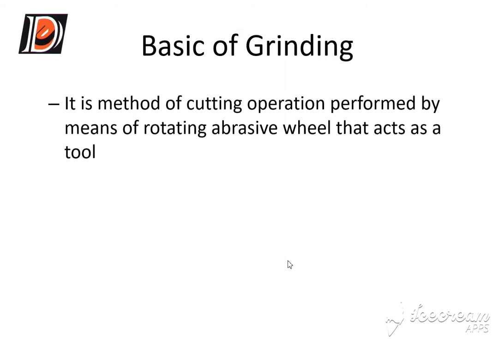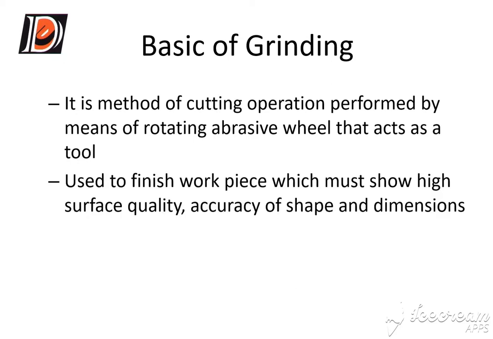So in grinding basically we are using an abrasive wheel. This abrasive wheel rotates against the workpiece, and we are removing a very small amount of material. And grinding is basically preferred to get the final finished work. So if we are interested in high accuracy, we can go for precision grinding, and if we are not interested in the surface finish and accurate dimensions, we can go for rough grinding.